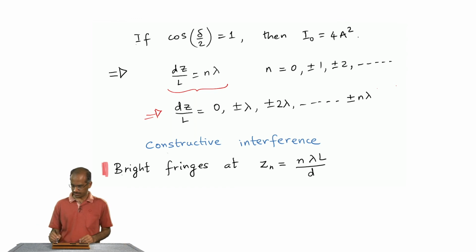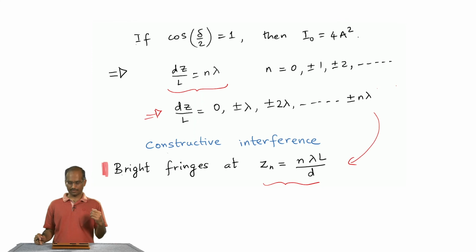Using this, I can write this relation. It tells me that Zn, where n would be the nth order fringe, you will get bright fringes at Zn equal to n times lambda capital L divided by d. d is the distance between the two sources S1 and S2.